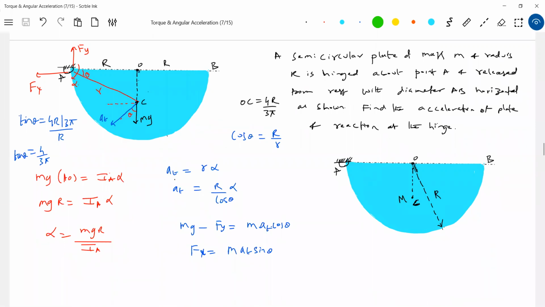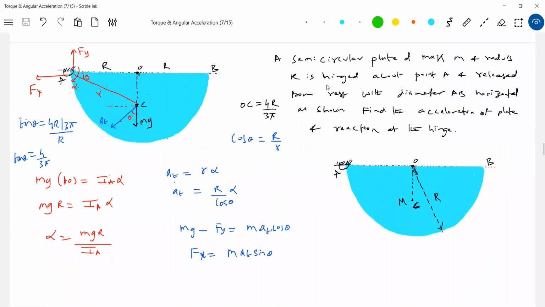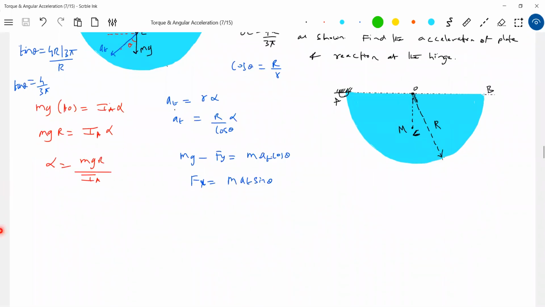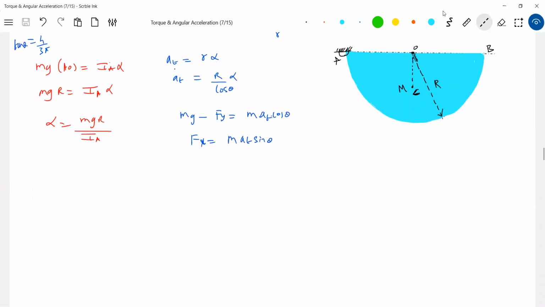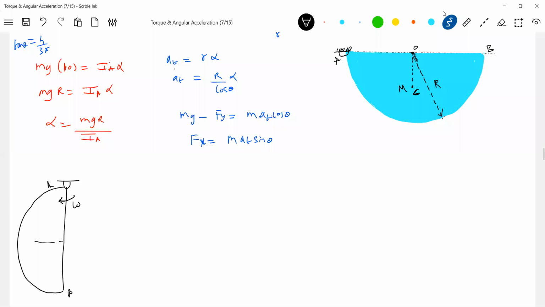Again, when the line AB becomes vertical, I'll ask you what is the angular velocity. Can you work out that? I'm leaving it to students. You're supposed to work out here. So what will be the angular velocity of the plate finally when this becomes vertical? I want this angular velocity.